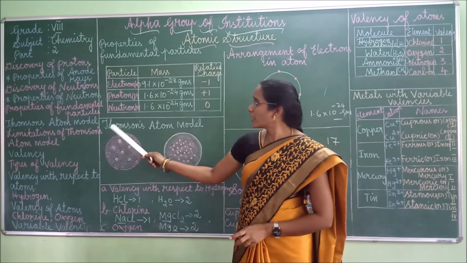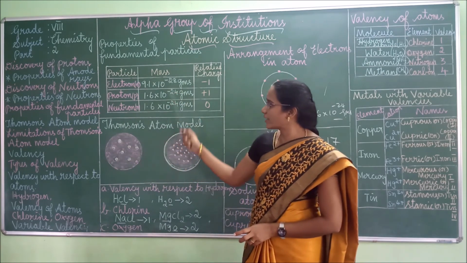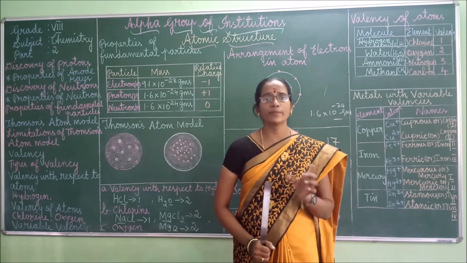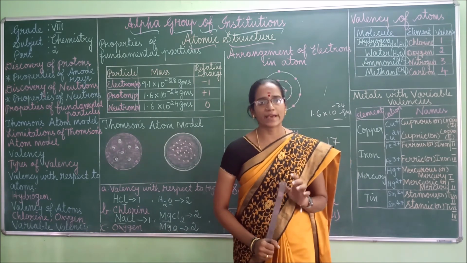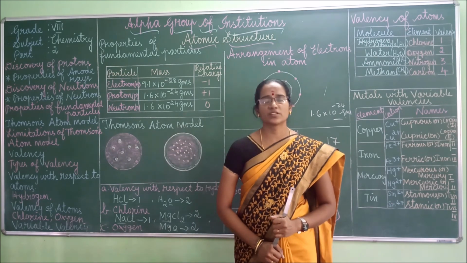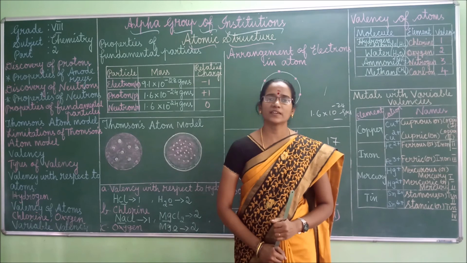Okay, children, you have to write the properties of fundamental particles and draw Thomson's atomic model diagram, that is the watermelon diagram, as well as the plum pudding model diagram. This is your assignment. So complete the assignment, children. We will see the remaining things in the next session.